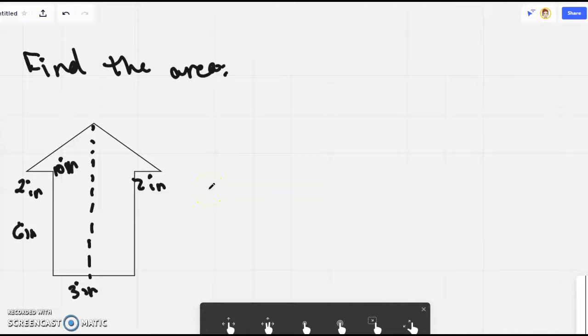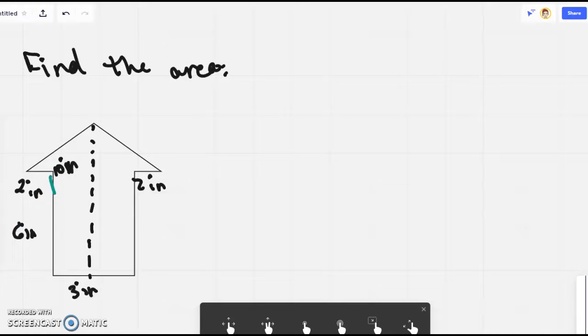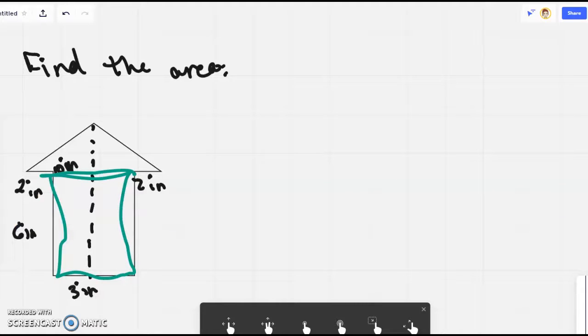Alright, everybody, we are asked to find the area of this shape. We've already been told that we have two shapes here. We have our rectangle down here, and then we have our triangle.